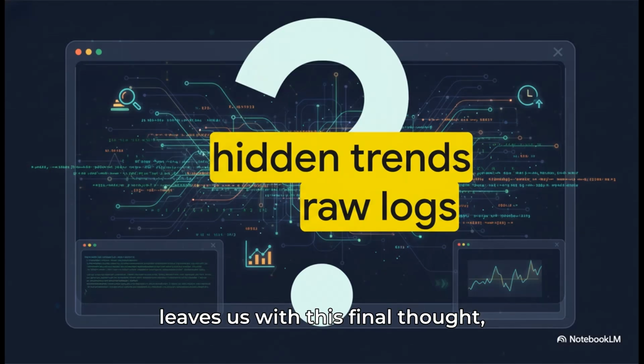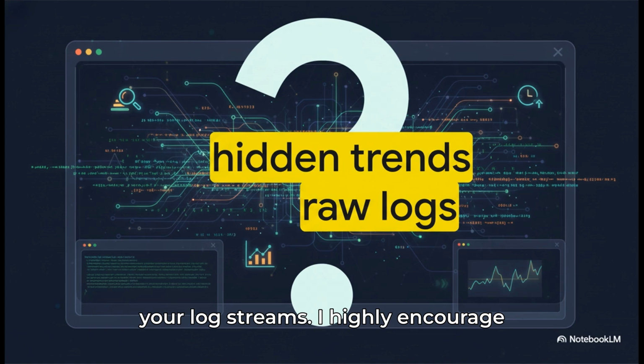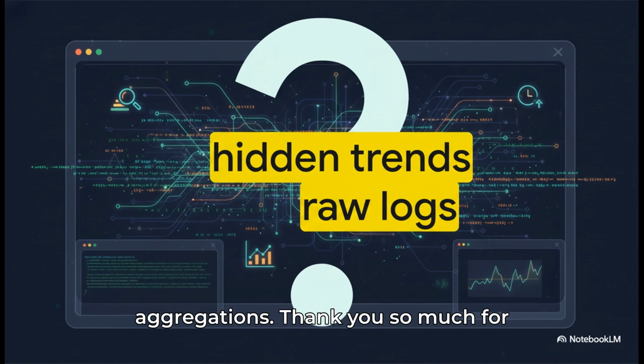Which really leaves us with this final thought. What hidden trends are buried in your raw logs right now, just waiting to be turned into a metric? The data's already there, sitting in your log streams. I highly encourage you to open up Grafana, stop relying entirely on those manual keyword searches, and start building your own LogQL aggregations. Thank you so much for joining me on this explainer, and happy querying.